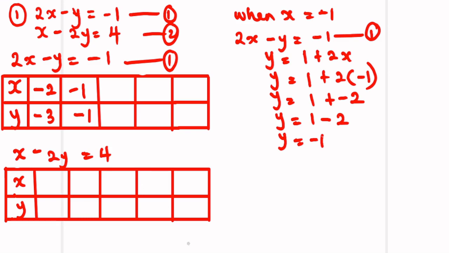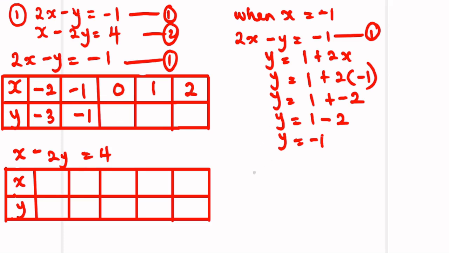So now after -2, -1, the next number should be 0. So we're going to write 0. I can actually decide to complete this with 1, 2. So we have -2, -1, 0, 1, 2. So now let's get the value for y when x is 0.